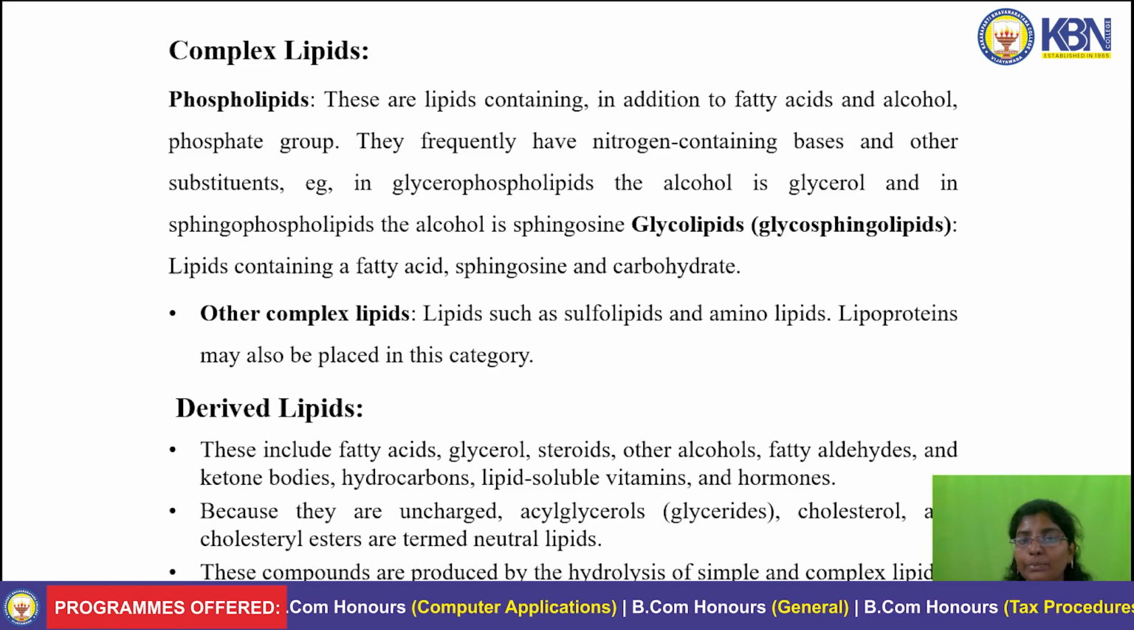Phospholipids. These are the lipids containing, in addition to fatty acids and alcohol, a phosphate group. They frequently have nitrogen containing bases and other substituents. Example: in glycerophospholipids, the alcohol is glycerol, and in sphingophospholipids, the alcohol is sphingosine. And next, other complex lipids called sulfolipids, aminolipids, and lipoproteins.